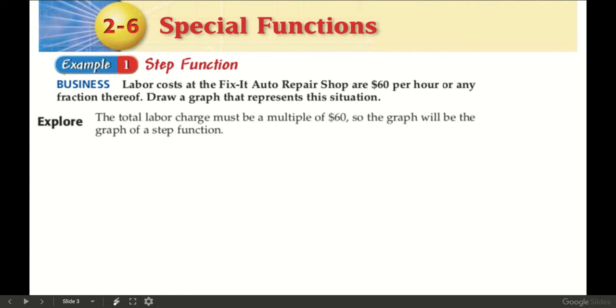So first thing, total labor charge must be a multiple of $60, right? Because they're charging per hour, and so they don't prorate. They don't do parts of an hour. You get charged for the whole hour, even if you only use a little bit of it. So this graph is going to be a step function.